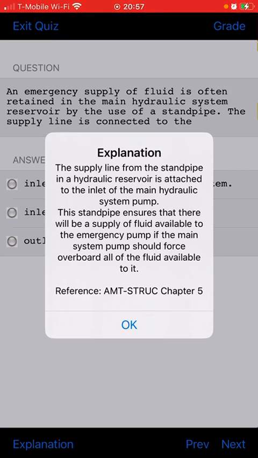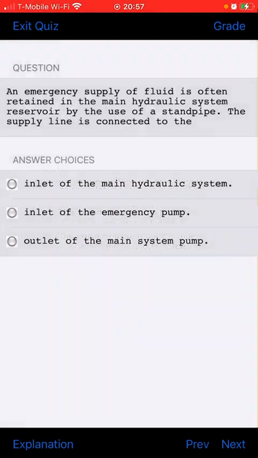Now let's see what the standpipe is. Well, the standpipe is also an oral question. It's attached to the standpipe, but in an emergency, if all the fluid is dumped out, there will still be enough hydraulic fluid to lower the landing gear. So the supply line of the standpipe in the hydraulic reservoir is attached to the inlet of the main hydraulic system pump. The emergency supply of fluid is often retained in the main hydraulic system reservoir by the standpipe. The supply line is connected to the inlet of the main hydraulic system.